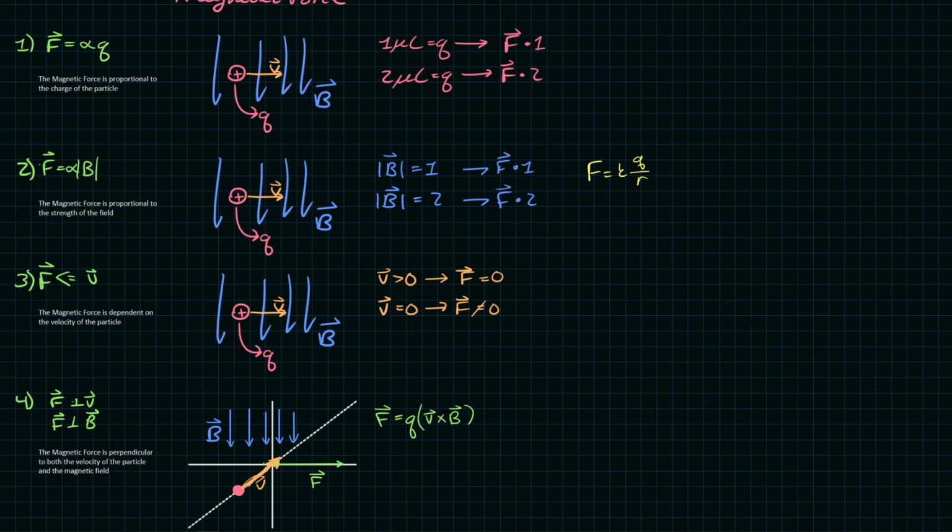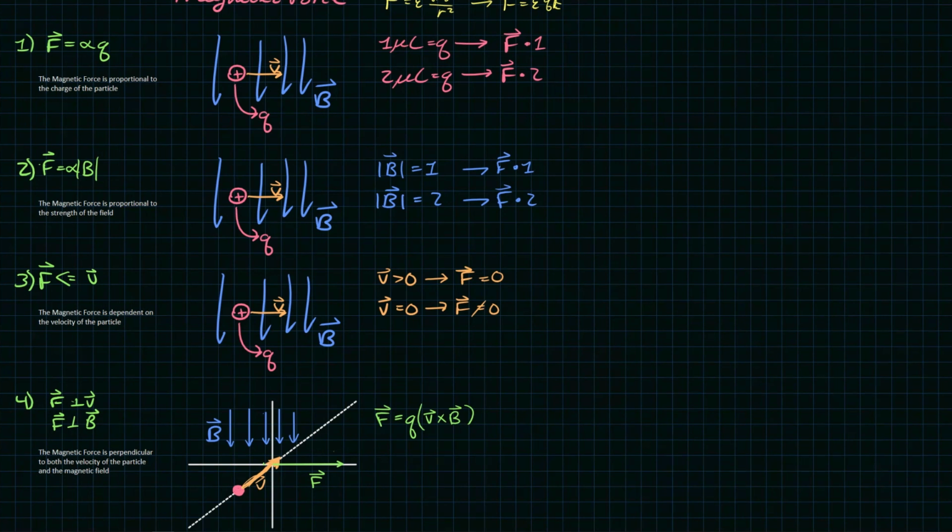Okay, so when dealing with magnetic forces, we're going to have four main tenets of what defines the magnetic force and how it reacts to different physical properties. So, similar to the electric force, which was F equals kQ1Q2 over r squared, which can be simplified into F equals kQE.